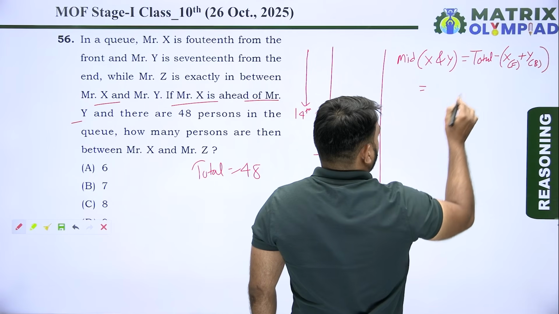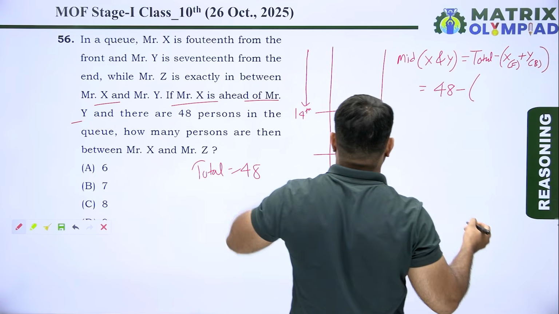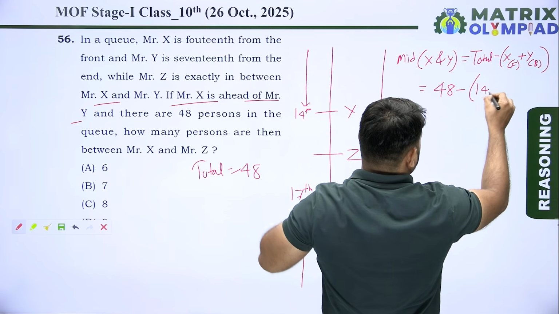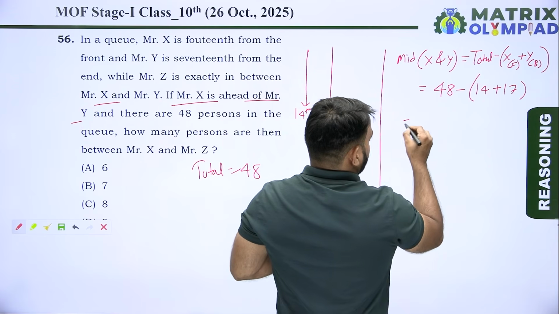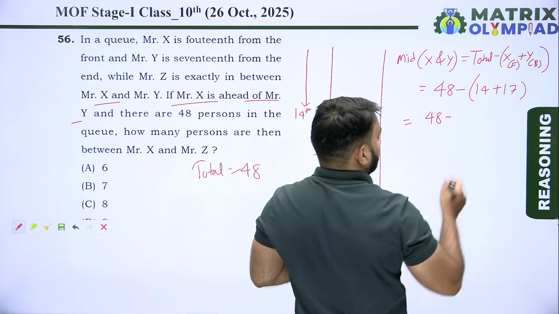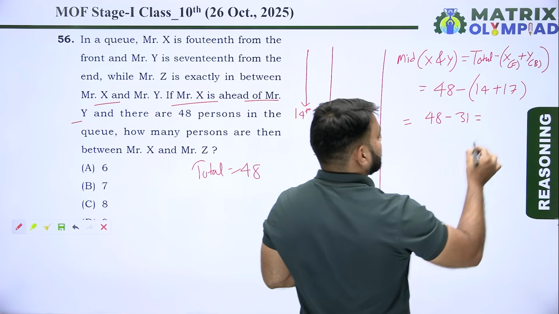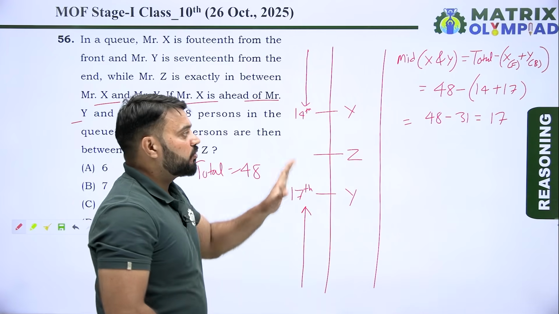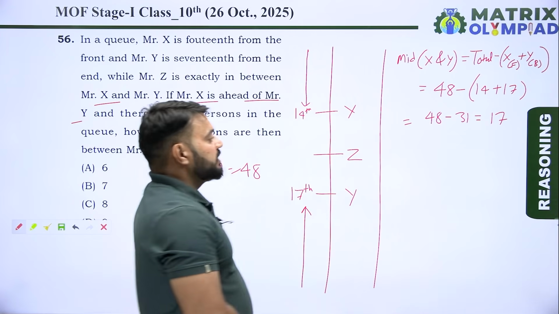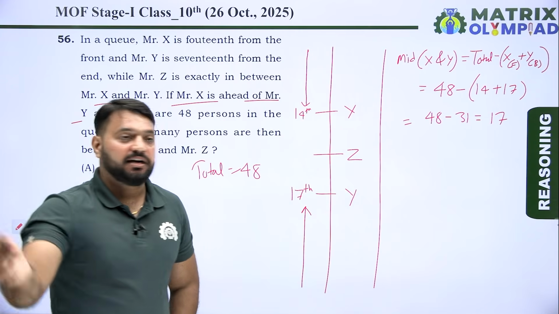So total है 48 minus position of X from the front is 14 plus position of Y from the bottom is 17. So 48 minus 14 plus 17 it means 31. It means 48 minus 31 it means 17. So X और Y के बीच में total 17 person हैं. So Z is exactly in between X and Y.